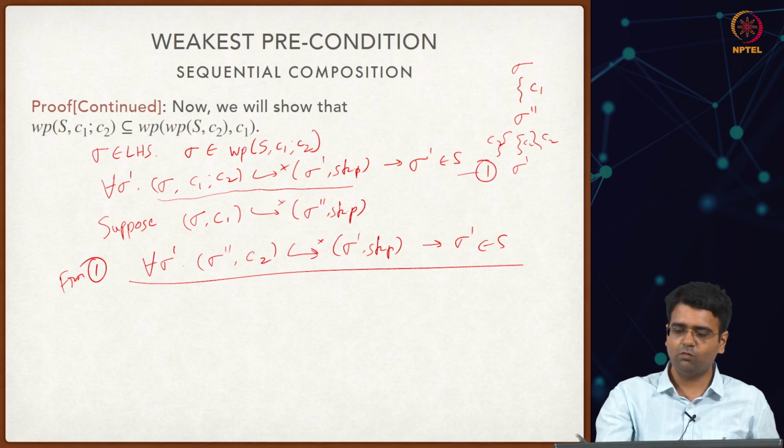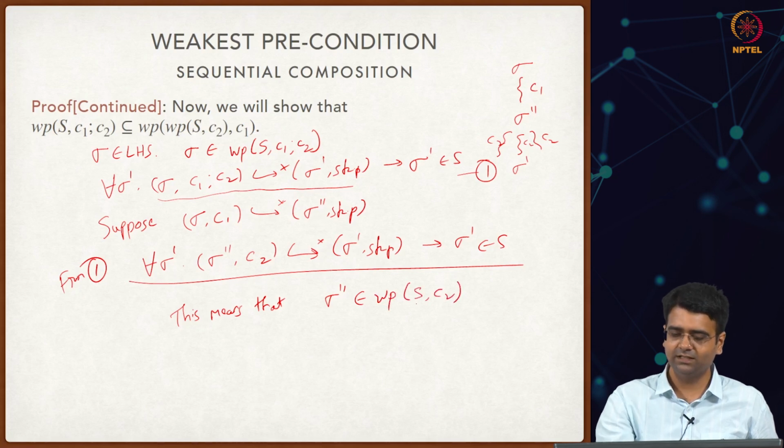So what is this, right? If you carefully notice, this is just saying something about the state sigma double prime. It's saying that any execution of C2 on sigma double prime will lead you to a state in S. So this means that sigma double prime must be in WP of S comma C2, because on executing C2 on sigma double prime, I am guaranteed to be in a state which is in S.